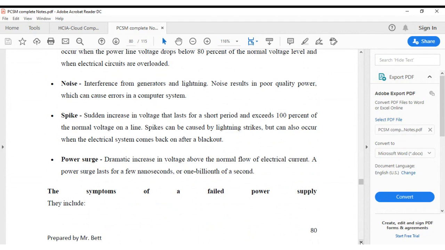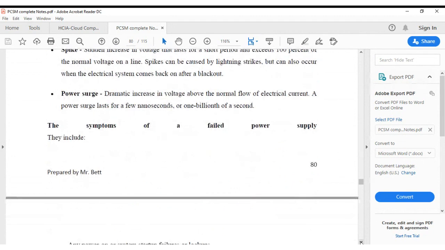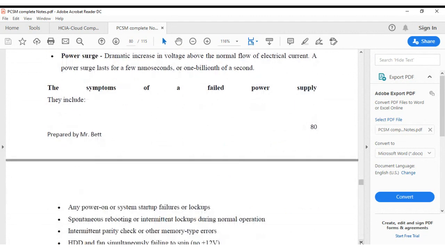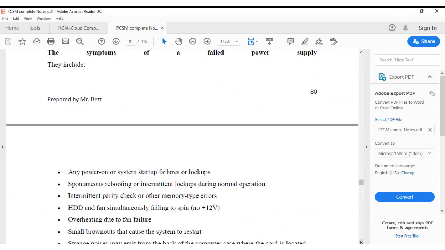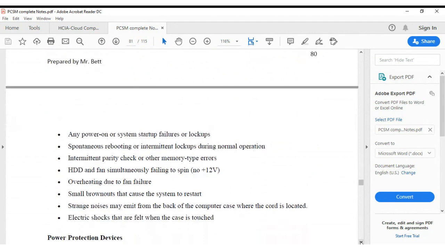Now, symptoms of a failed power supply. We have seen some of the problems that can cause your power supply to fail or not to function. Then we have the symptoms. How can you tell that your power supply has a problem? Any power on or system startup failures or lockups: if you start to boot your computer and you find your computer cannot open, that tells you that your computer has a power supply problem. Then if you find there is spontaneous rebooting or intermittent lockups during normal operation, you find your computer is rebooting, you will tell that there is a problem.